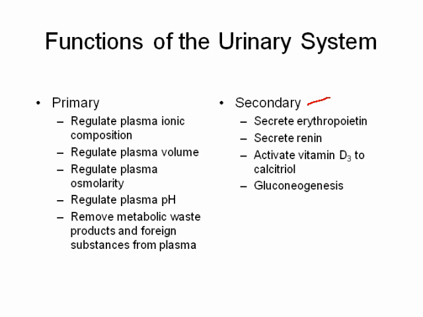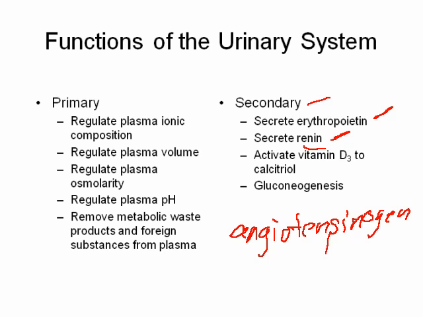Secondarily, the kidney, remember, is a secondary endocrine organ. It secretes erythropoietin, which stimulates the production of new red blood cells. It secretes renin, which we'll talk about primarily in the next lecture. But renin is involved in the conversion of angiotensinogen into angiotensin 1. And we'll see later that angiotensin 1 gets converted into another substance called angiotensin 2, which affects blood pressure.